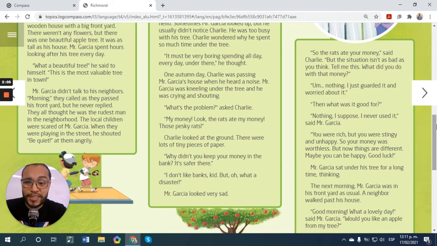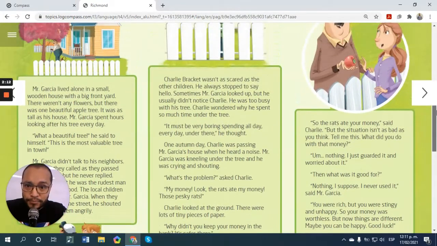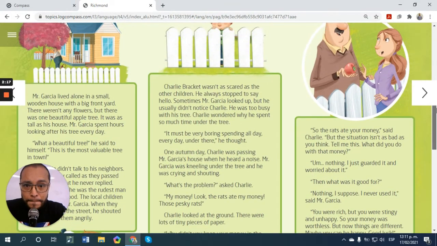The local children were scared of Mr. Garcia. When they were playing in the street, he shouted, "Be quiet!" and yelled at them angrily. Charlie Brackett wasn't as scared as the other children. He always stopped to say hello. Sometimes Mr. Garcia looked up, but he usually didn't notice Charlie. He was too busy with his tree. Charlie wondered why he spent so much time under the tree. "It must be very boring spending all day, every day under there," he thought.